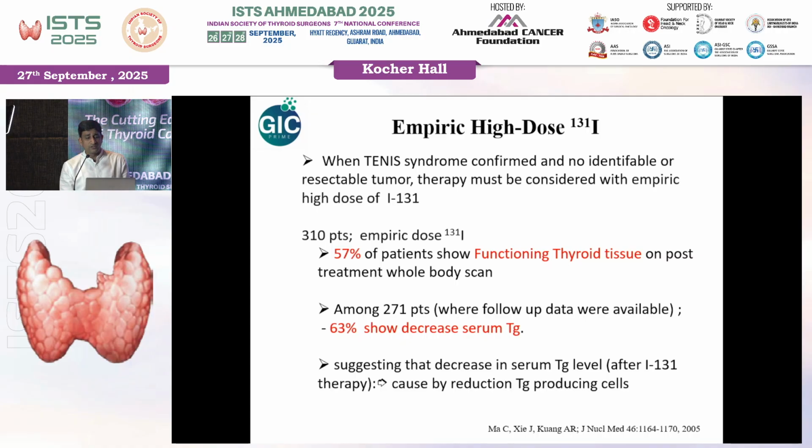One study was done by Mac et al. They included 310 patients. 57% of the patients had functioning thyroid tissue on the post-treatment whole body scan. When the post-therapy whole body scan was done, we found the functioning thyroid tissue. And among 271 patients, after the empirical dose of therapy, there was a decrease in the serum thyroglobulin level. How did they decrease the serum thyroglobulin level? By causing the reduction of the thyroglobulin producing cells.